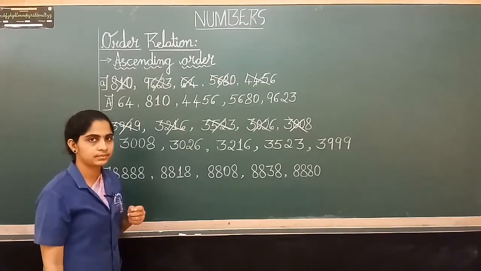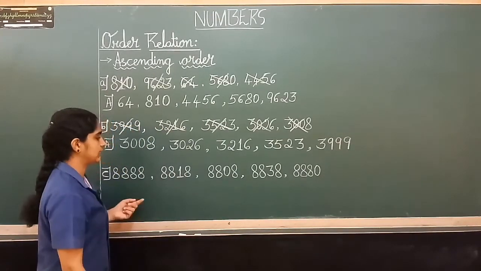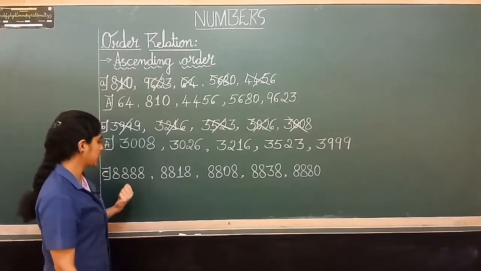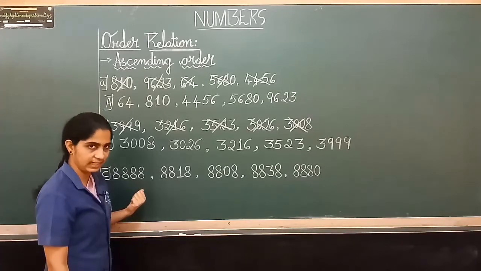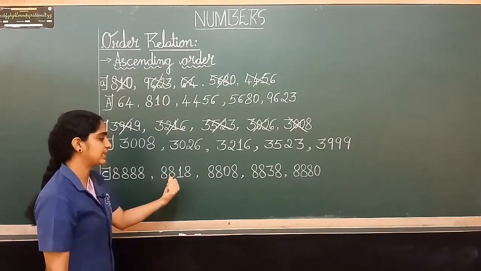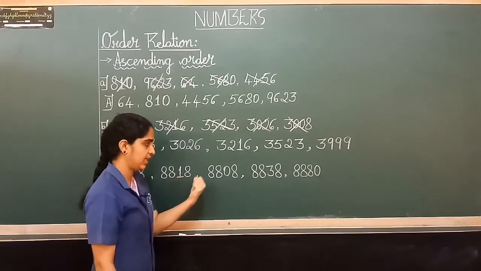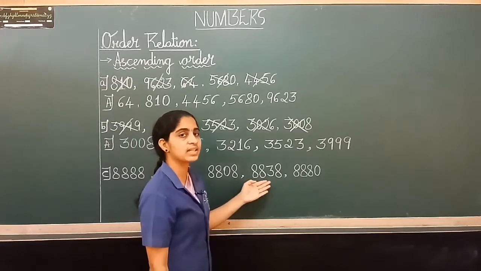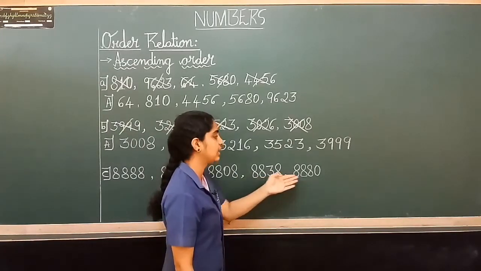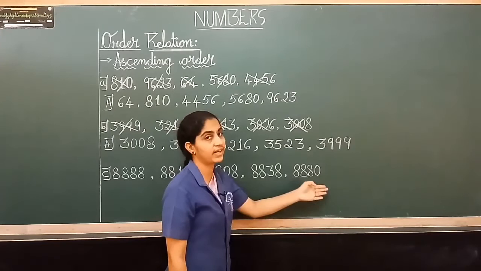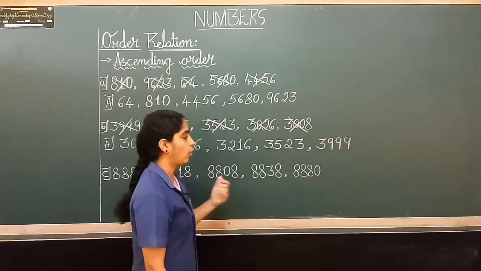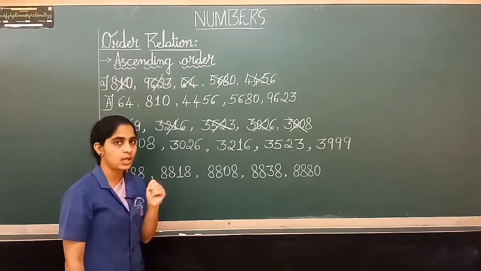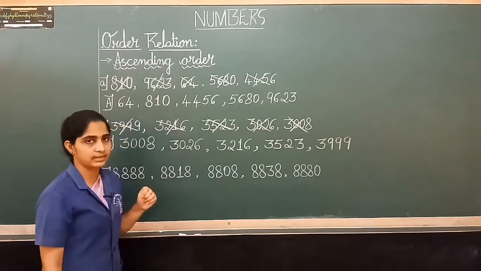Is it clear? Okay. Let's move to the third example. Here we have 8888, 8818, 8808, 8838, 8880. So all these numbers are 4-digit numbers, correct? So we have to follow the same method.